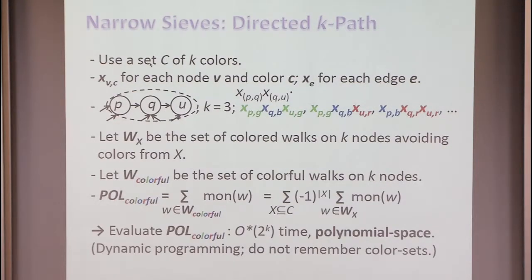Okay, so let's see an example. We use a set of k colors, and we have a variable for every node and color, and a variable for every edge. When we look at a solution, the monomial associated with it is built by taking the variables of the directed edges, and for each colored node, we also have a variable. For example, if P were green, Q were blue, and U were green, we will have this monomial. And of course, if a node is repeated, then each of its occurrences can get a different color. This is actually what we would like: we would like to look at the colorful potential solutions.